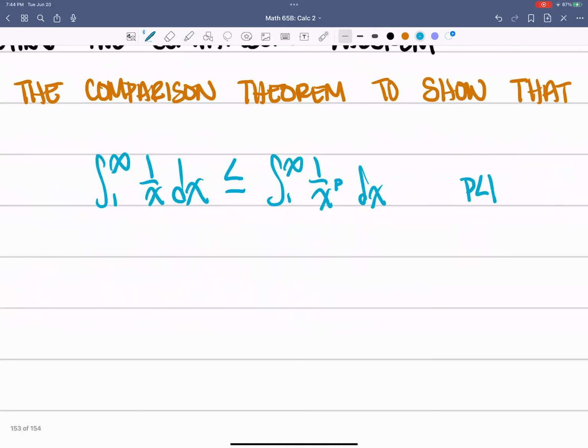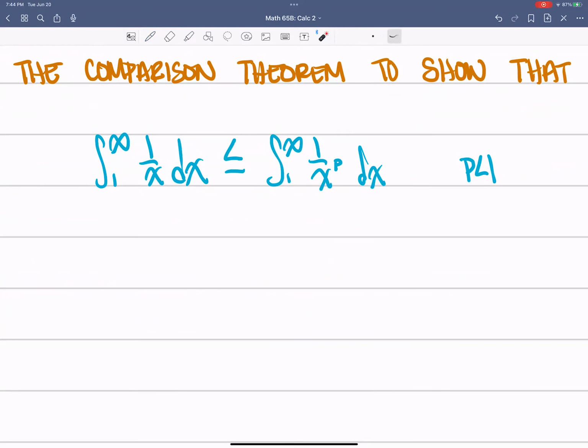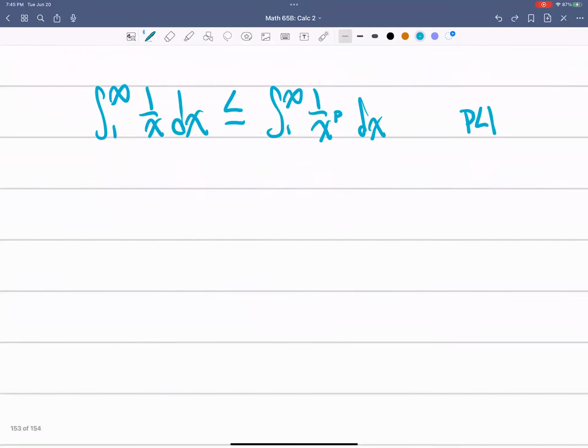So again, in order to prove that this diverges for p less than 1, we're going to find a smaller value that also diverges. If the smaller one diverges, and it's smaller than this one all the time, then this one is going to diverge due to the comparison test. So again, this is what we're going to prove to be divergent.